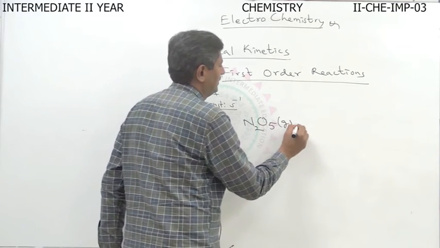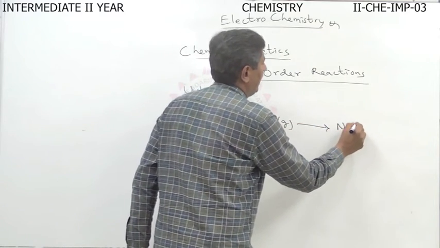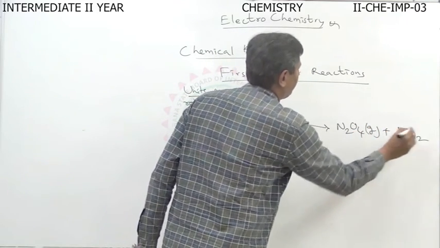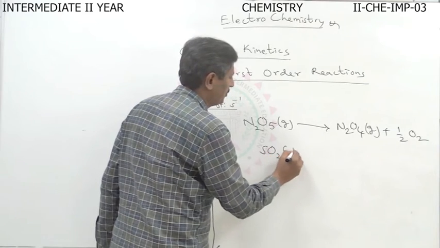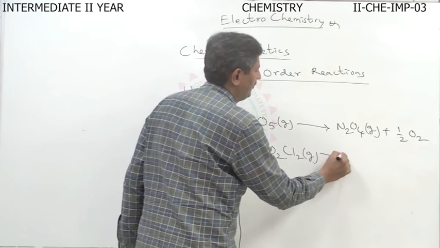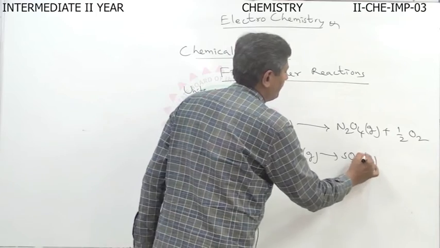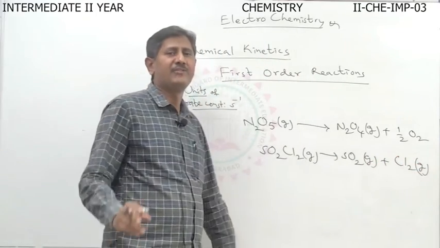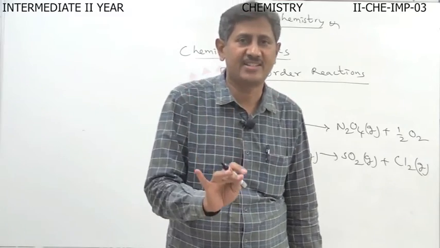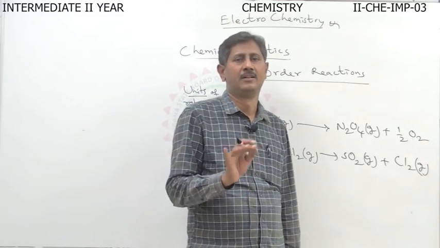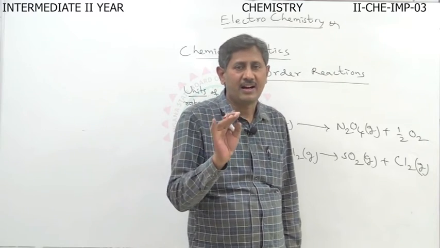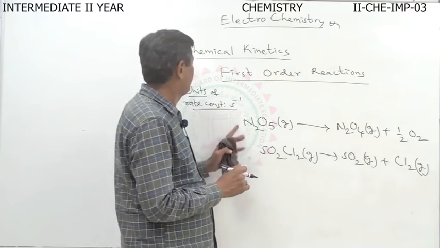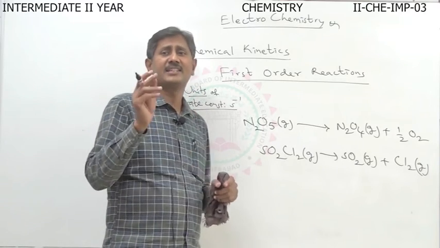N2O5 will give us N2O4 plus half O2. SO2Cl2 can give SO2 and Cl2. So sometimes they are asking, give 2 examples of first order reactions which occur only in the gaseous phase. Okay, about that we can see some of the examples. And they are asking for 2 marks.